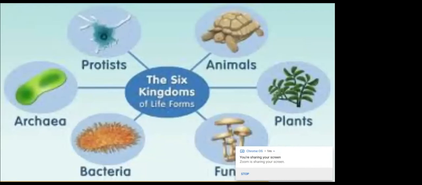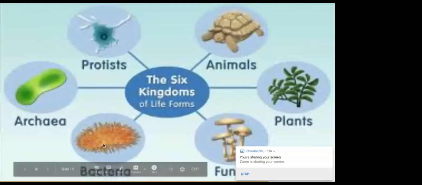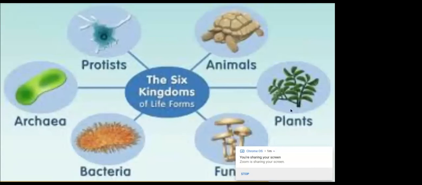And if you are doing your own notes, because you weren't able to print off the notes, that's no problem. Just go ahead and make a box and label each box with one of these. The first one, archaea, bacteria, protists, fungi, animals, and plants. That's the order we're going to go through them.